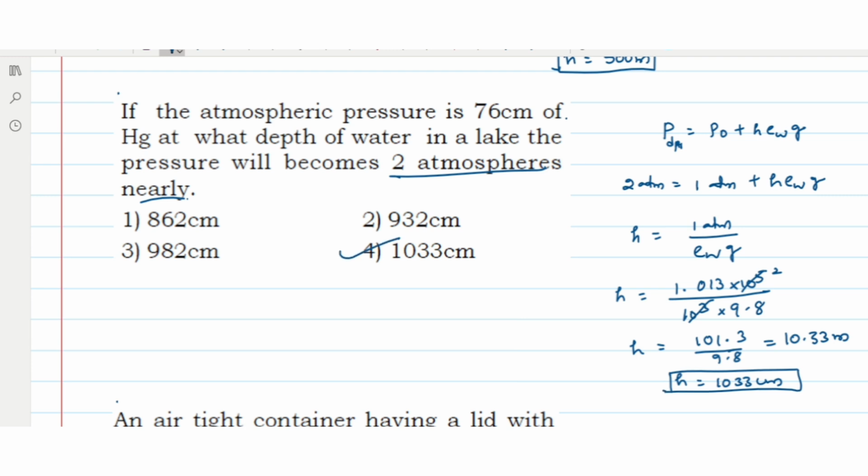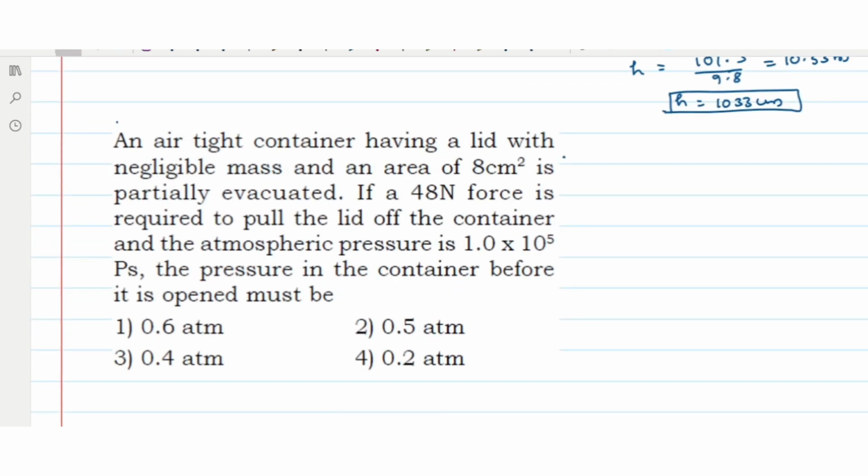So this will be the correct answer. Next, look at the next question. An airtight container having a lid with negligible mass and an area of 8 centimeter square is partially evacuated. If 48 newtons force is required to pull the lid.